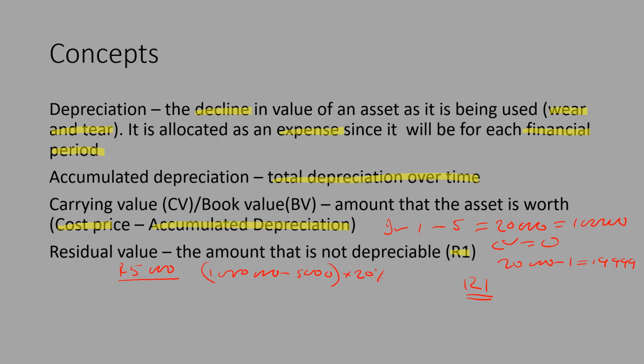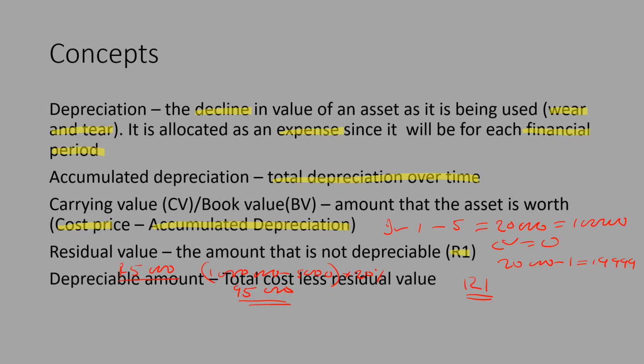So depreciation becomes different. That means you're calculating depreciation on what? On 95,000 only, not 100,000. That is the residual value. So depreciation will be calculated on 95,000. Just an illustration in terms of the residual value. Then depreciable amount: total cost less residual value. That's the 95,000. That's the depreciable amount. Then methods of depreciation.